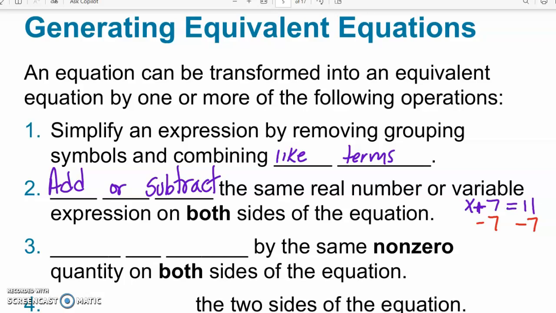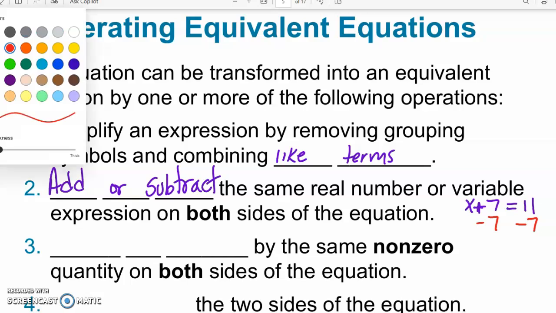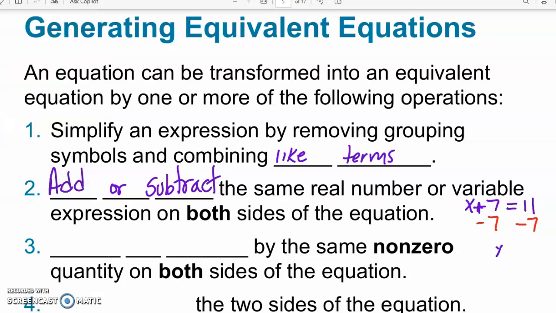So if I wanted to get x by itself and this is x plus 7, I'm going to subtract 7. What I do to one side, I have to do to the other, and it keeps the equation balanced. So you can add or subtract the same real number or a variable expression on both sides of the equation. It will transform into an equivalent equation, and this helps us in the solving process.